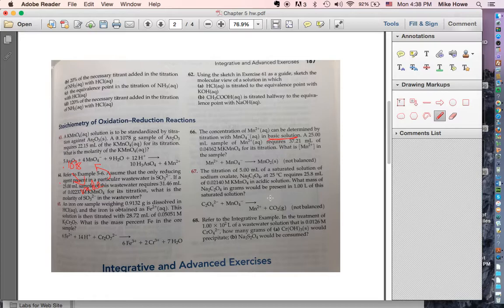So then you have to do a proportion. You know how many grams are in 5 milliliters, so how many grams are in 1 liter. And then you work through it from there. So I hope that helped you a little bit.